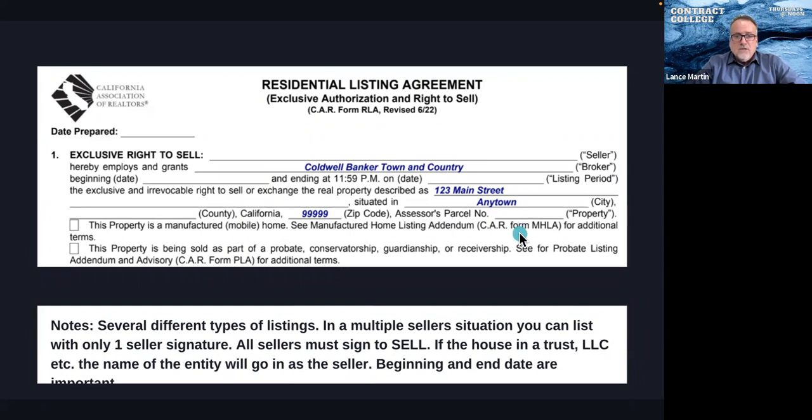So all these little details, they just sound like little details, but they are important.